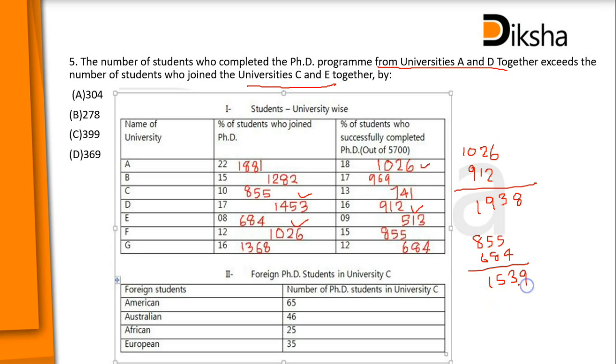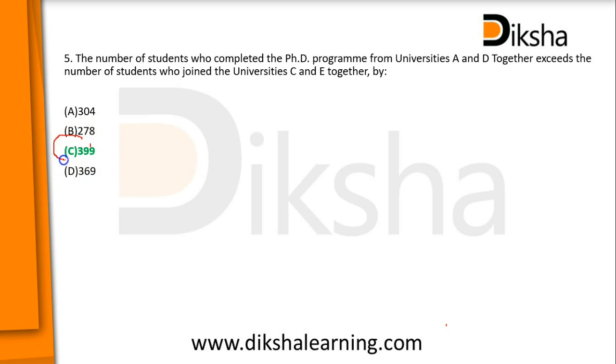So the question is, what is the difference? We will be subtracting 1539 from 1938, which gives you 399. So you get the answer as 399. Again, easy one. First of all, we added the students who completed PhD from universities A and D. We added the students who joined PhD in universities C and E. We just find the difference. You get the answer as 399.